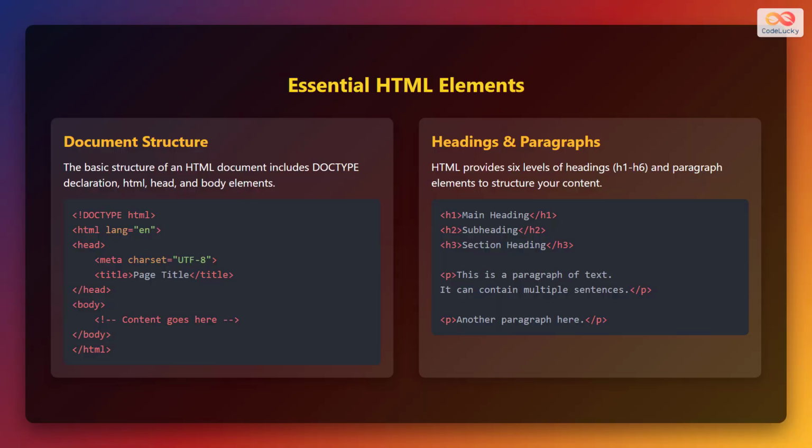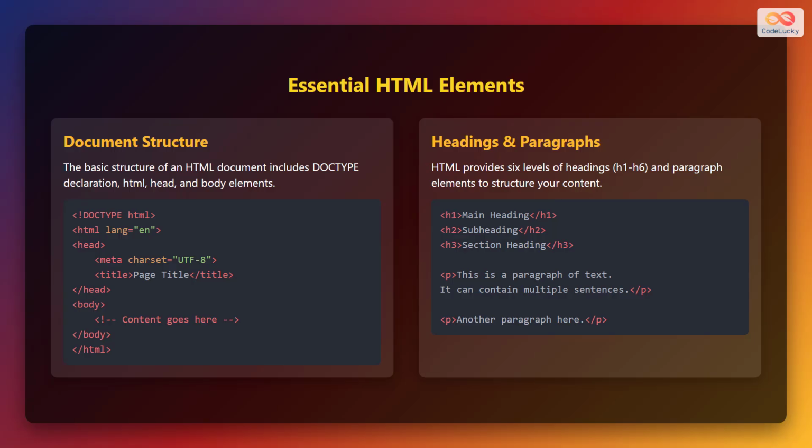Let's explore some essential HTML elements that form the building blocks of any web page. First, we have the document structure. This includes the doctype declaration, the HTML element, the head element, and the body element. The doctype declaration tells the browser what type of document it is, in this case HTML. The HTML element is the root element of the page. The head element contains meta information, and the body element contains the content.